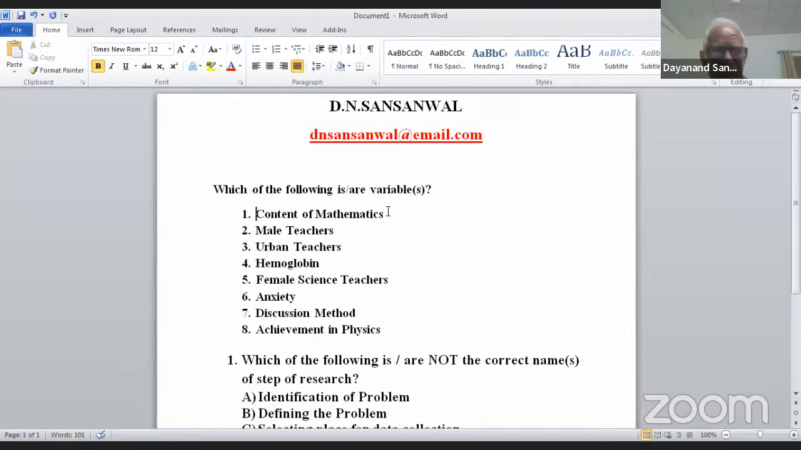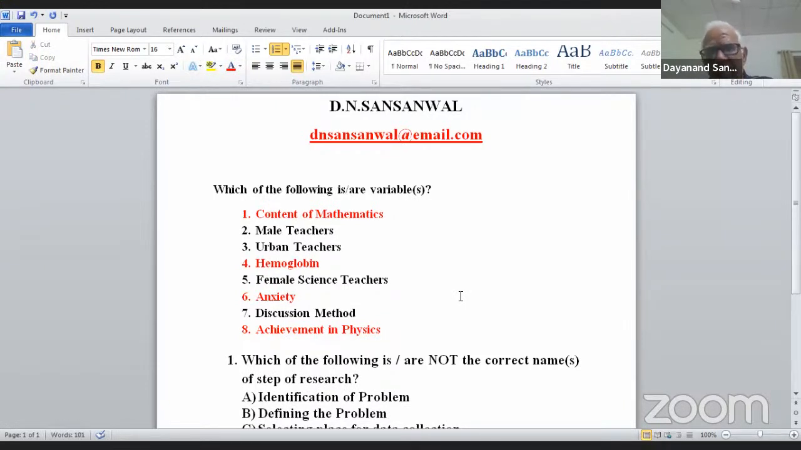Content of mathematics is a variable. The male teachers is not a variable. Urban teachers is not a variable. Hemoglobin is a variable. Female science teachers is not a variable. Anxiety is a variable. Discussion method is not a variable. Achievement in physics is a variable. So these are the answers of this question.